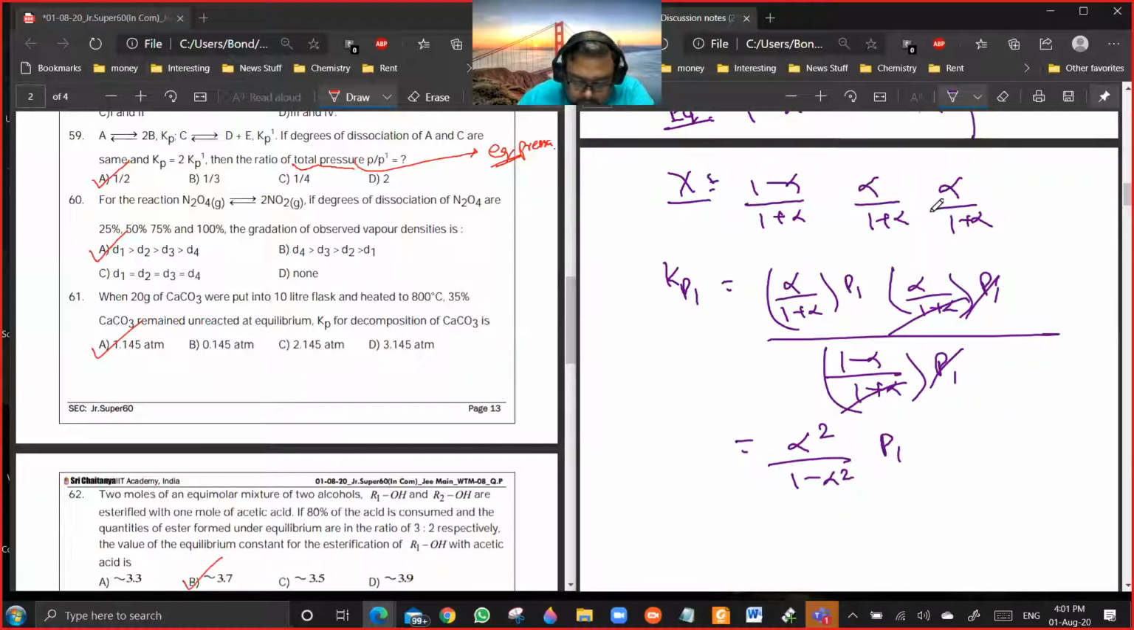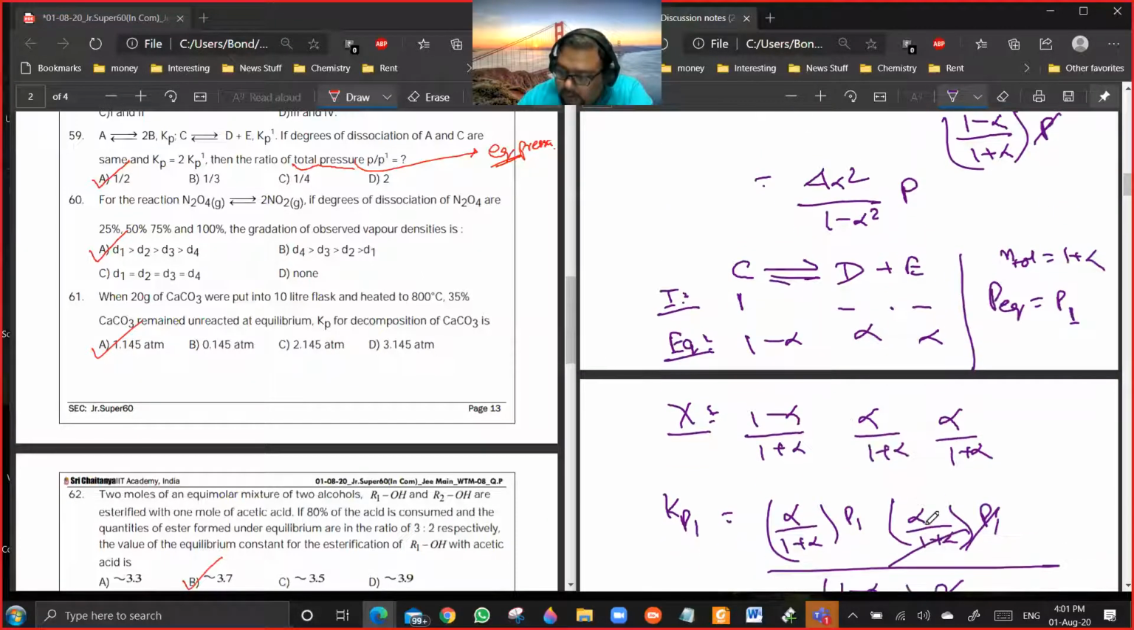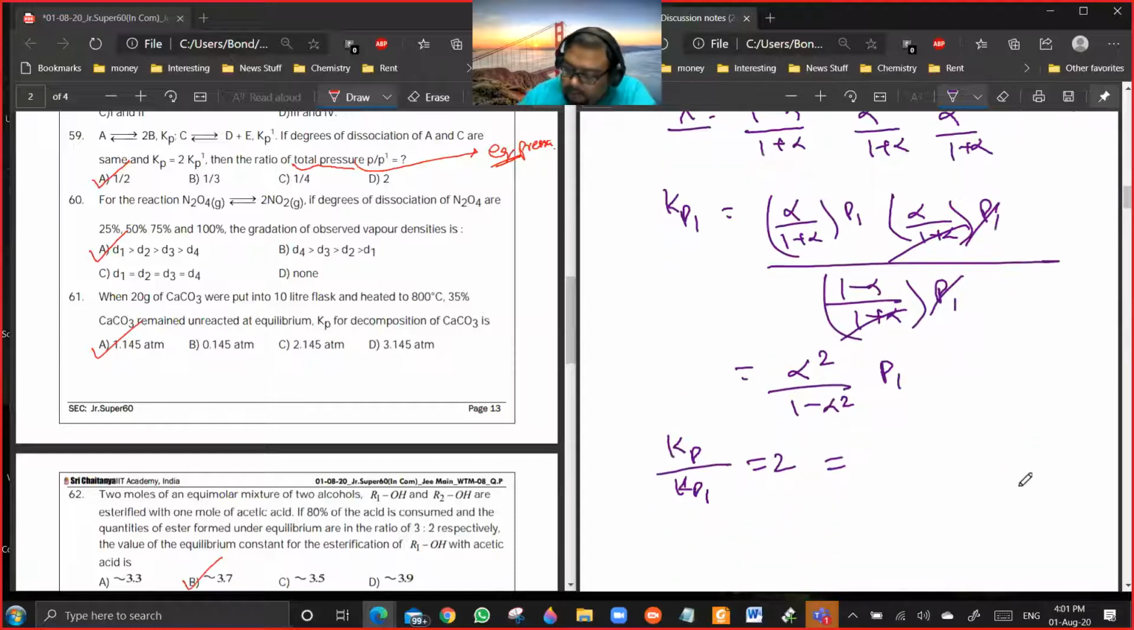Now it is given that Kp by Kp1 is equal to 2. And I have the expressions also: 4 alpha square by 1 minus alpha square into P.